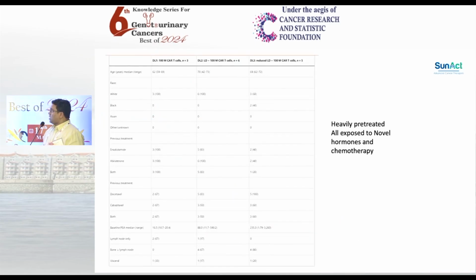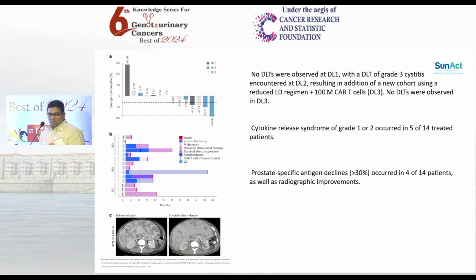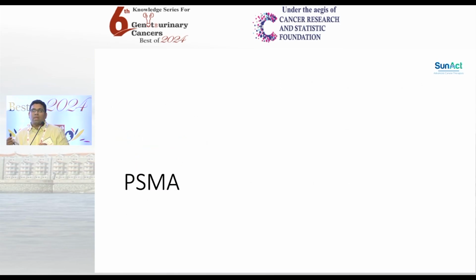Now, all the patients were heavily pretreated, all had exposure to all the known agents which are given in prostate cancer. What we saw in these heavily pretreated patients was a response in nearly 1/3 of the patients. There was cytokine release syndrome, but that was limited to grade 1 and grade 2, and you actually got a sustainable response in these patients. Now, if this data gets confirmed in a large cohort expansion study, we are looking at a new treatment option.